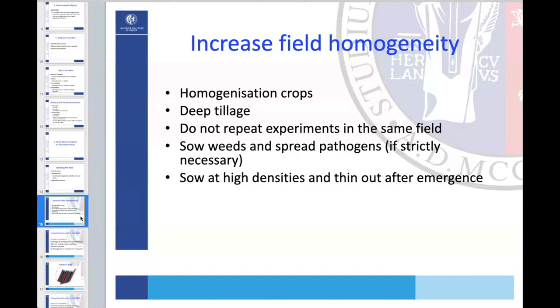Sometimes, if necessary, we sow weeds and spread pathogens, if it is strictly necessary. This is something we can do in the agricultural field. Of course, we wouldn't be able to do so in other fields working with humans or animals. Another thing we do very often is to sow at high densities and thin out after the emergence. We do this to make sure that the crop has always the right density. Otherwise, the experiment fails or may fail.